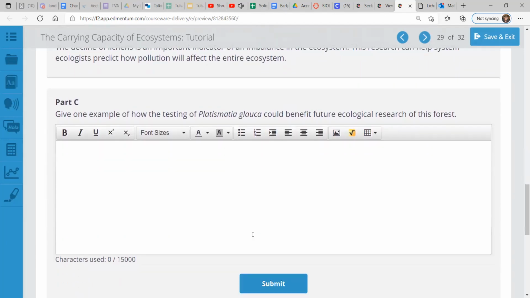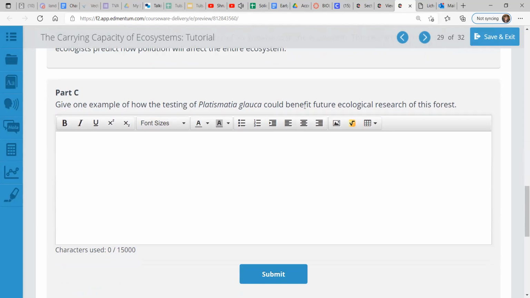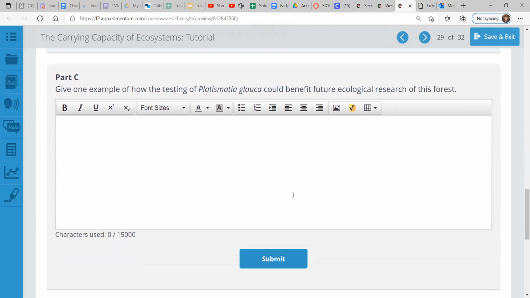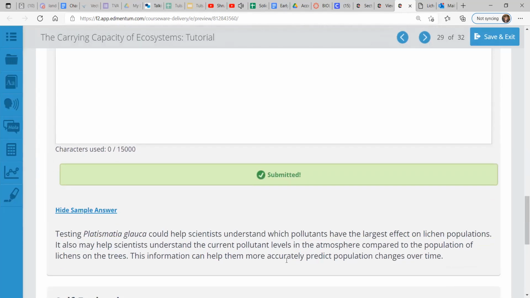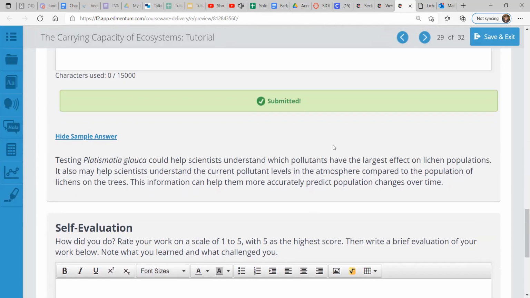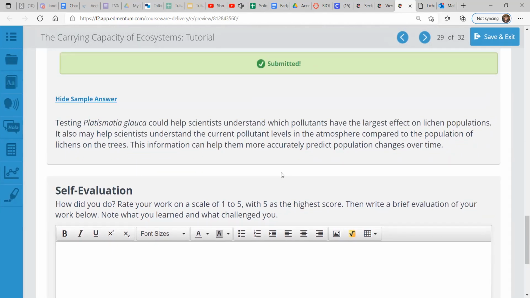Give one example of how the testing of Platismatia glauca could benefit future ecological research of this forest. Well, they take that sample, and scientists can use it to help understand which pollutants have the largest effect on lichen populations. It also may help them understand the current pollutant levels in the atmosphere compared to the population of lichens on the trees. This can help them more accurately predict population changes over time.